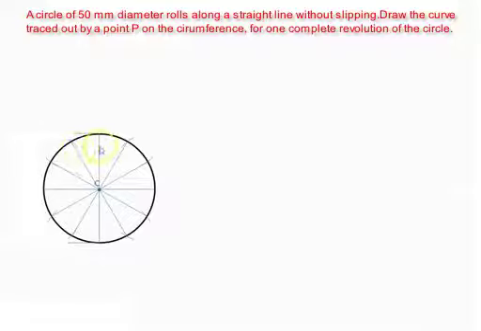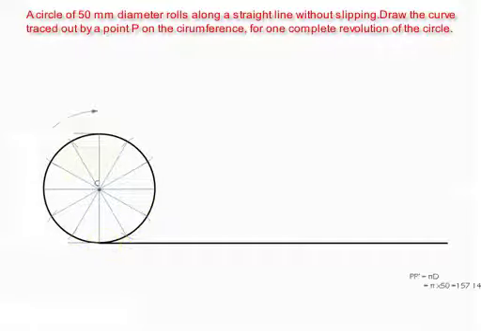Okay, so that is actually your step number 1: we construct a circle with a diameter of 50 mm and divide it into 12 equal parts. Move ahead with the next step. Now we draw one horizontal line passing through that point P, and that line is the straight line along which the circle rolls. The length of that line is equal to pi d, which is nothing but the circumference of that circle.